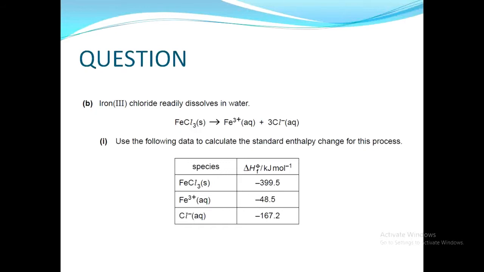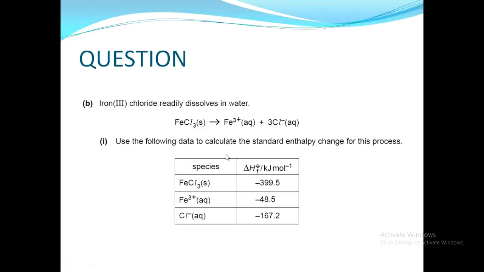Now, here you can see the data. Here the formation enthalpy of solid iron(III) chloride is given, the formation enthalpy of aqueous Fe3+ is given, and the formation enthalpy of aqueous chloride is given. And he is asking for the enthalpy change for this process. This is the enthalpy of solution of 1 mole of iron(III) chloride.